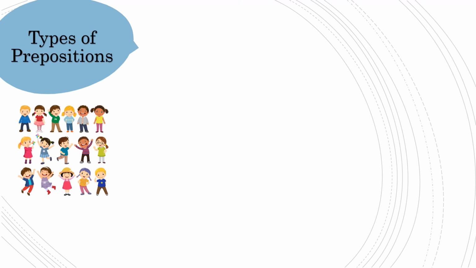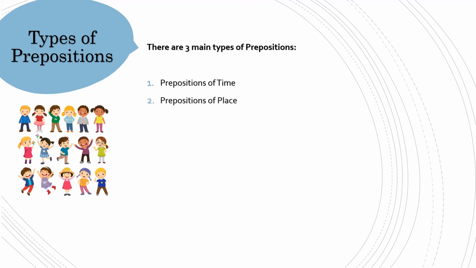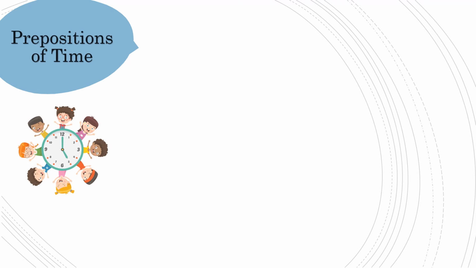Types of prepositions. There are three main types of prepositions. Prepositions of time. Prepositions of place. Prepositions of movement.